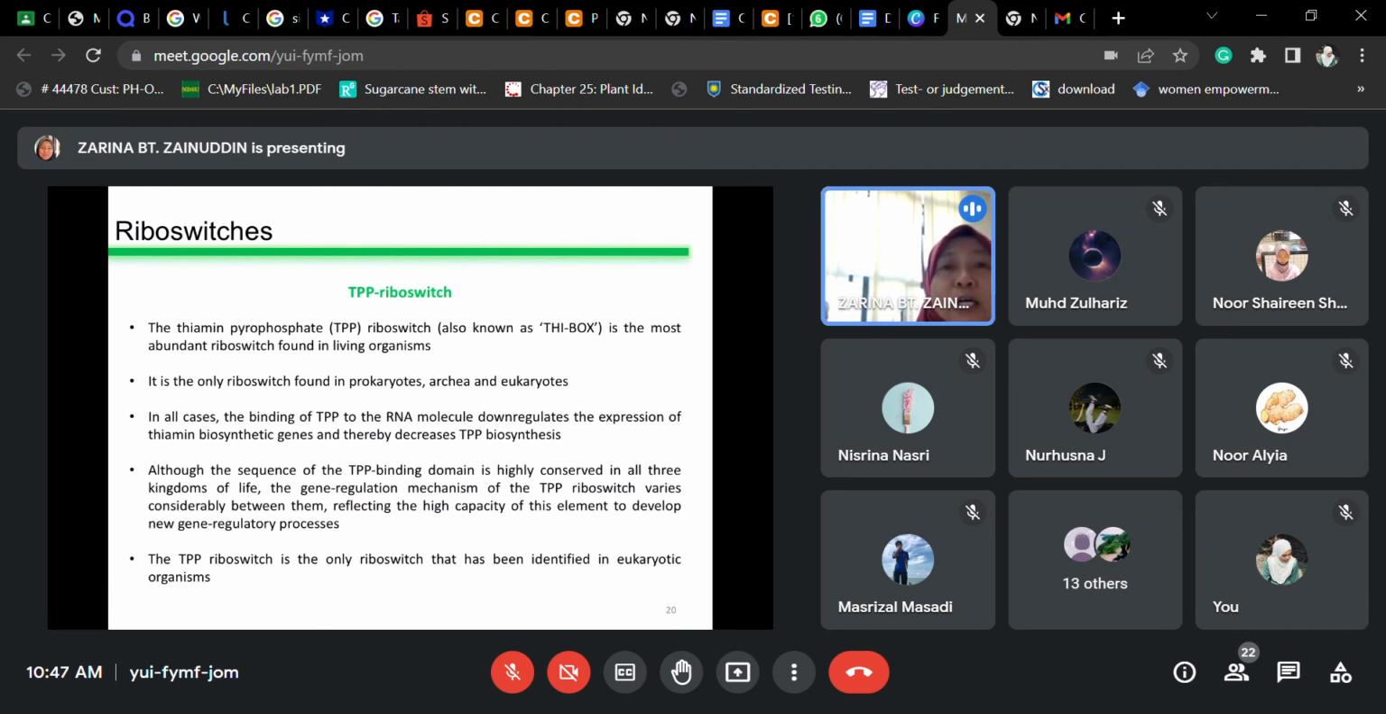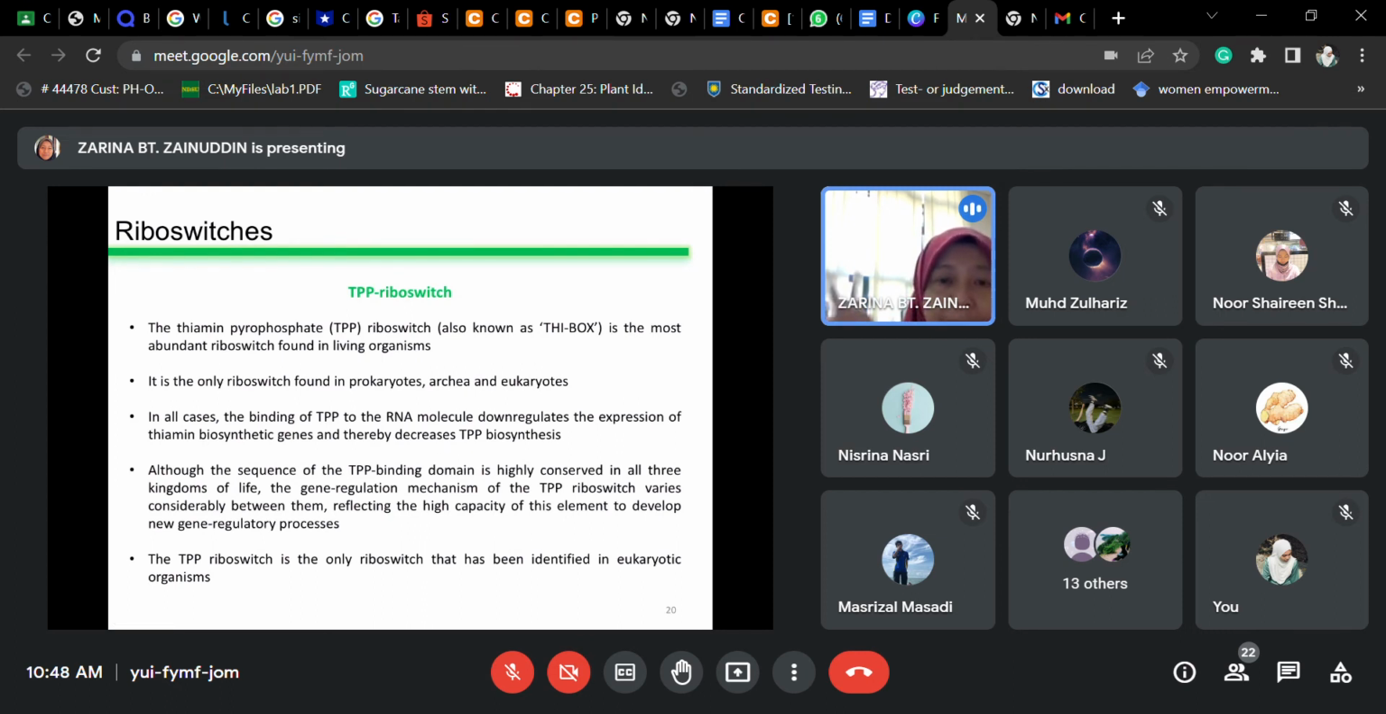Alright, so I will give you an example, which is the thiamine riboswitch, the TPP riboswitch. Thiamine pyrophosphate riboswitch, also known as the THI box, is actually the most abundant riboswitch found in living organisms. The TPP riboswitch is actually the only riboswitch that can be found in prokaryotes, archaea, and also eukaryotes. In all cases, the binding of TPP to the RNA molecule downregulates the expression of thiamine biosynthetic genes and thereby decreases TPP biosynthesis.